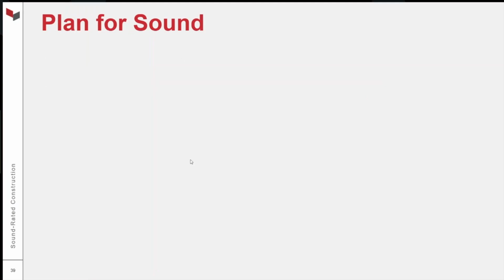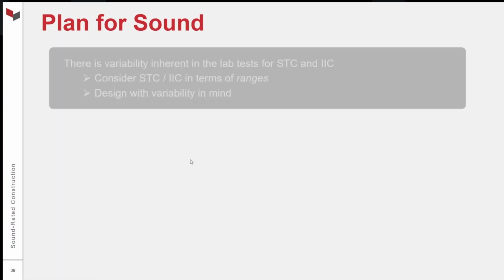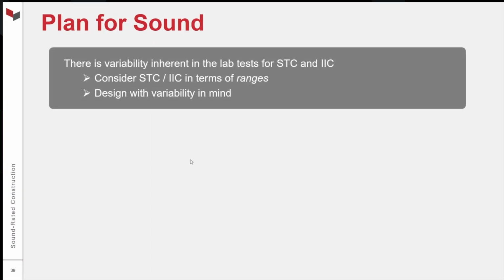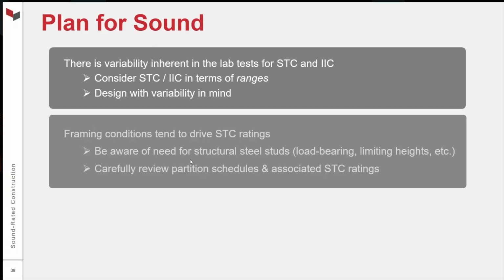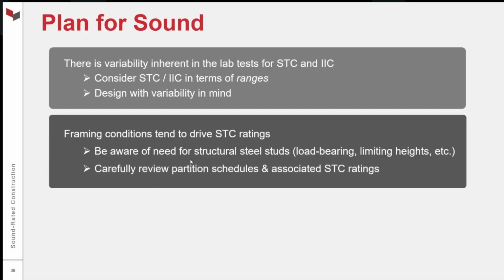So this is a little bit of a recap from some of the discussion earlier. So please remember that there's variability in STC and IIC. I really encourage you to think about these values in terms of ranges and design with that variability in mind. Framing conditions, as I mentioned, the base framing conditions tend to drive STC ratings. So be aware of your need for structural studs. If you have load-bearing walls, or if you're going to have a very tall wall where you need heavier steel to reach those limiting heights, that's really going to affect your STC ratings.